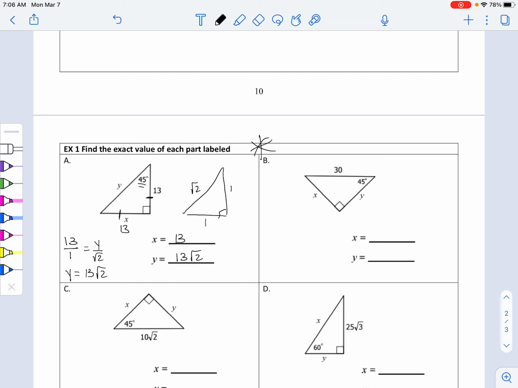Big thing I want you to know on this one, no decimals. Absolutely no decimals, so do not stick that in your calculator to give me these answers. You have to use your special right triangles.